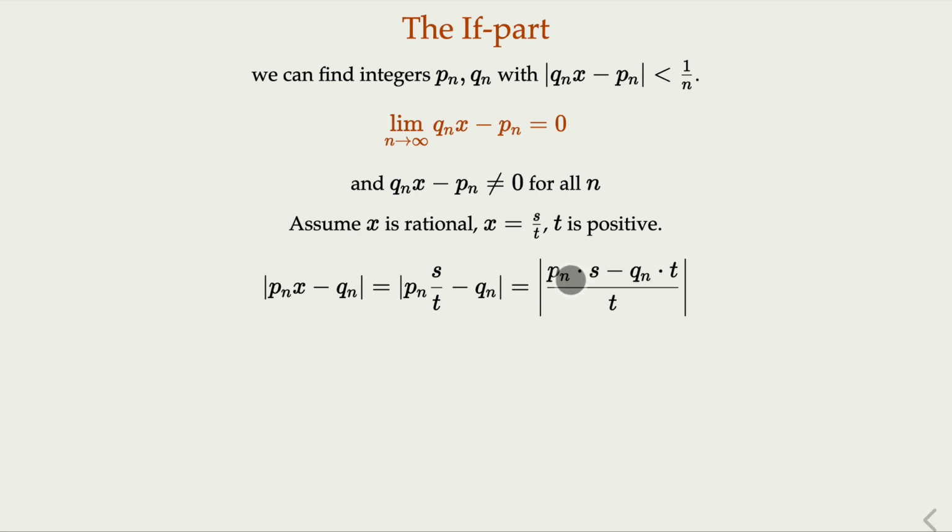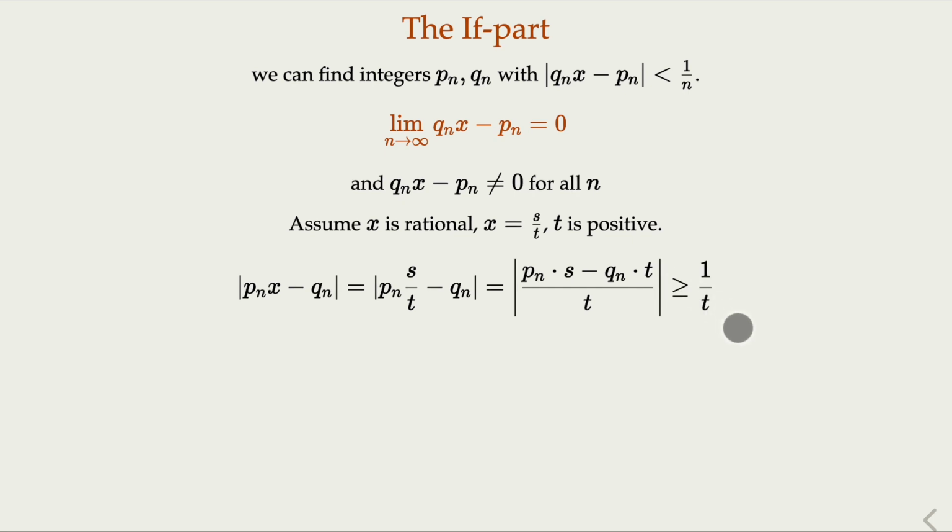This cannot be 0, which means the numerator has to be at least 1. But the denominator here, t, is a constant. That is, this quantity must be greater than or equal to 1 over t. All right? So this contradicts the fact that the limit, as n goes to infinity, is 0, because this inequality is true for every n. If for every n this is greater than or equal to 1 over t, the limit cannot be 0. We have a contradiction, which means x cannot be rational and x has to be irrational.